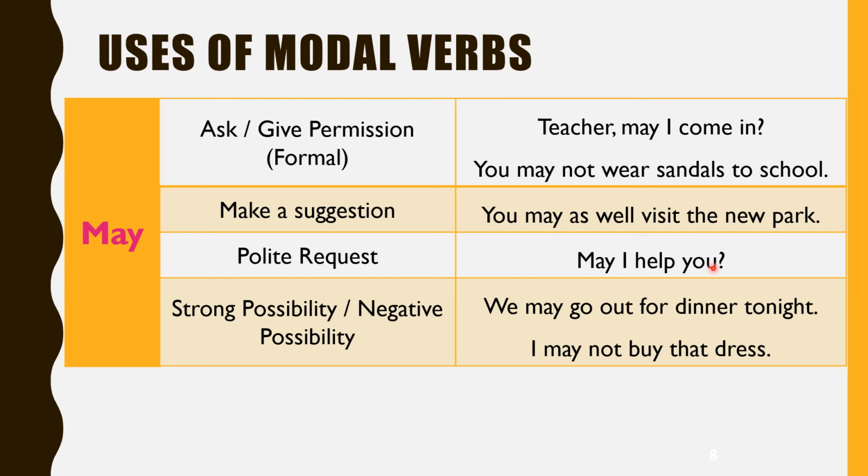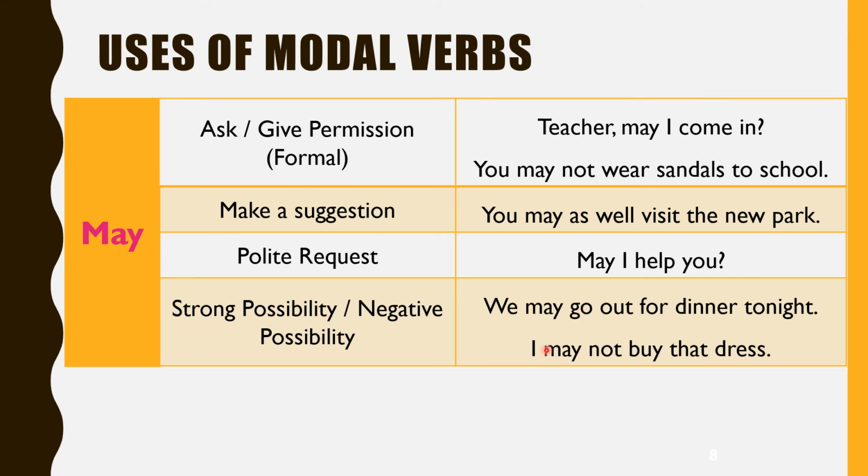So it's a polite form of request. The fourth one, possibility, negative possibility. Here, we may go out for dinner tonight. It's not confirmed yet, but it's a possibility. We may go out. Okay, it's a possibility. It is a chance we have today to go out for dinner. It is not confirmed yet, but that's a possibility.